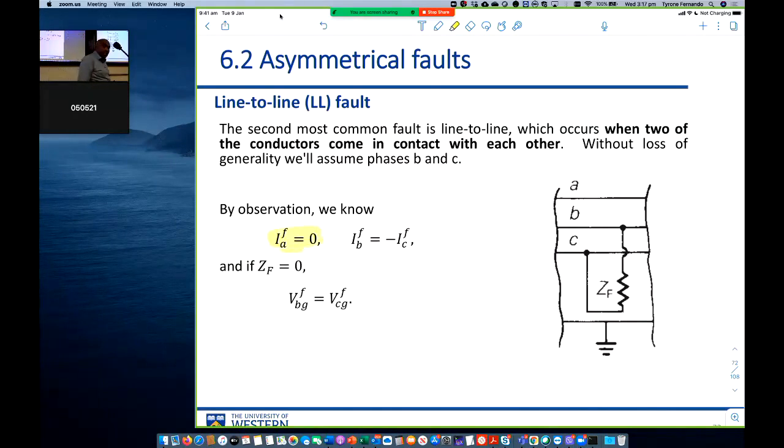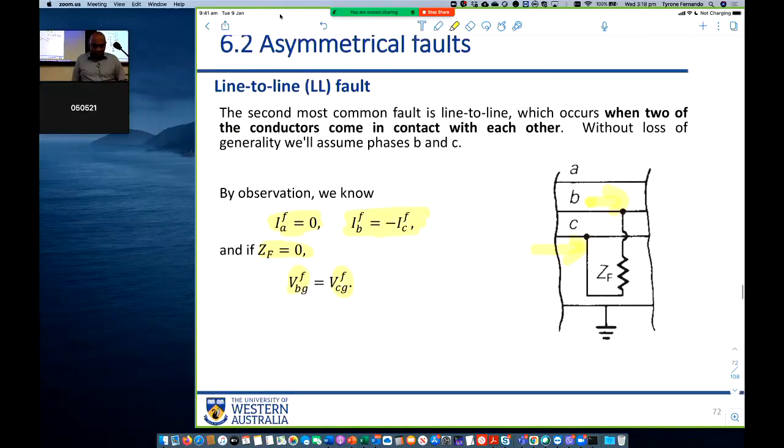By observation, we can say the phase current in line A is 0 because it's not connected to anything. And we can say the current that flows in B, which is in this direction, and the current that flows in C, which is in this direction, are flowing in opposite directions in the impedance. So we can say that. And we'll assume ZF is 0, but it doesn't have to be. In this situation, the voltage at point B relative to ground and the voltage at point C relative to ground are the same because they are connected. So those we can write.